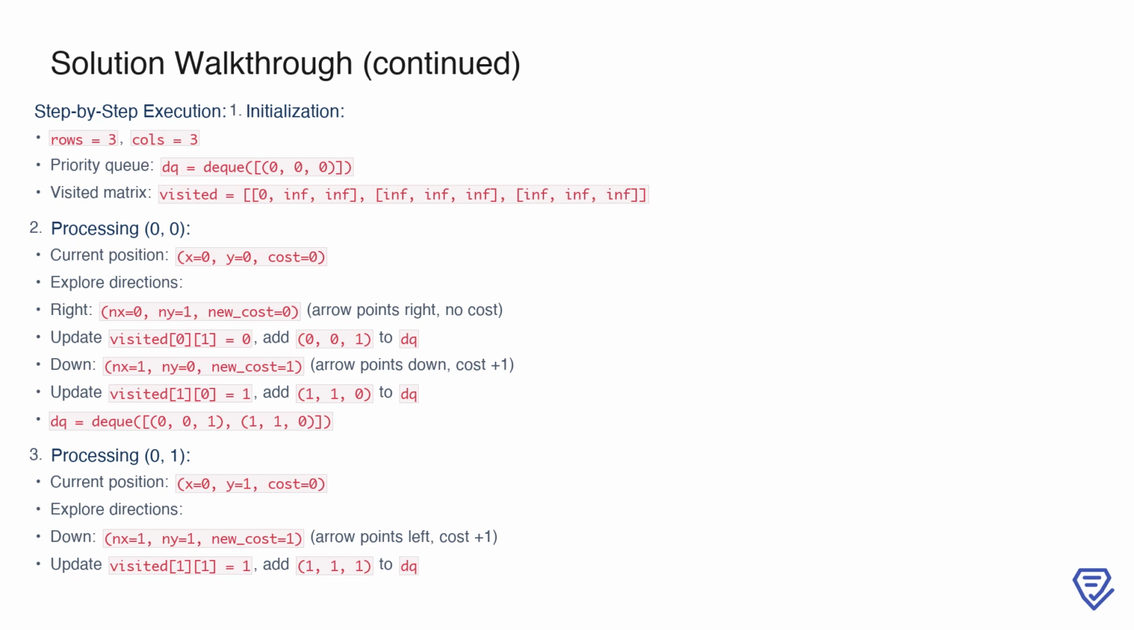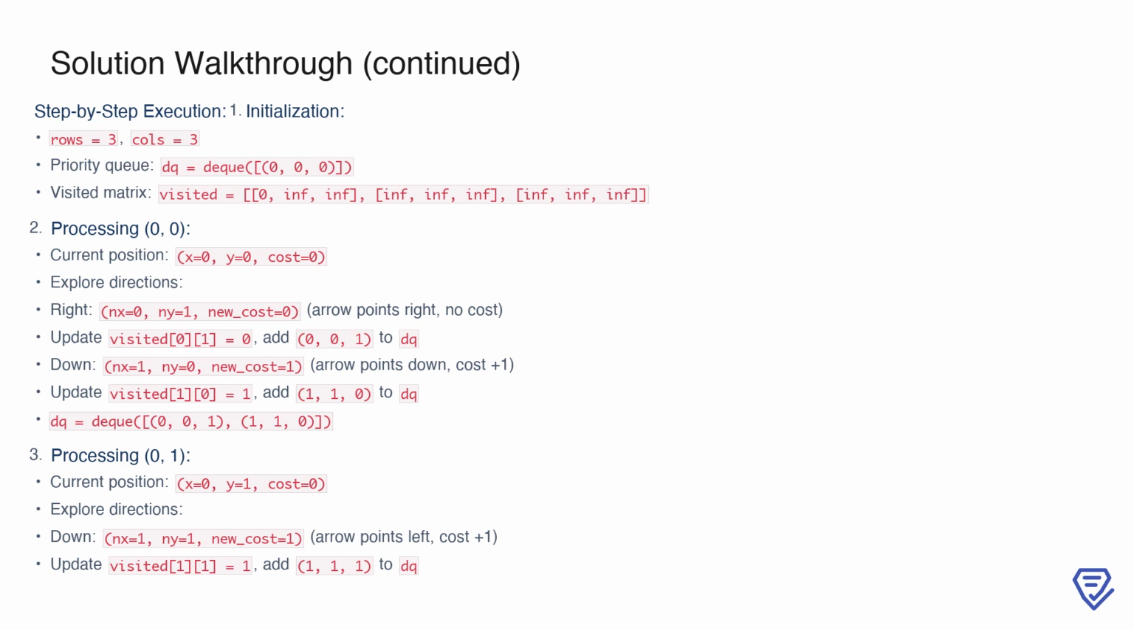Now, let's consider a larger grid where direction changes are more frequent. The grid is 3 rows by 3 columns. We initialize the queue with the starting position 0, 0, and cost 0, and the visited matrix is set up with infinity for all cells except the starting point. From 0, 0 moving right to 0, 1 aligns with the arrow direction, so no cost is added. We update the cost for 0, 1 to 0 and add it to the queue. Moving down to 1, 0 requires changing the arrow direction, adding a cost of 1. We update the cost for 1, 0 to 1 and add it to the queue.